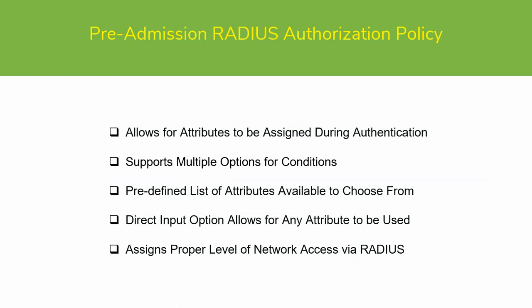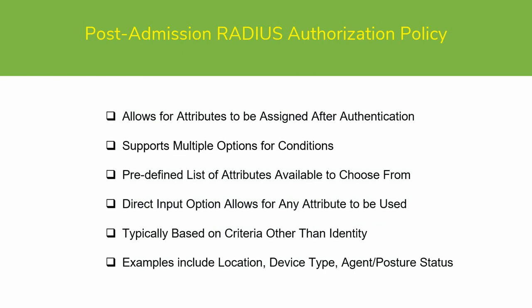Pre-admission radius authorization policy. This feature allows for attributes to be assigned during the authentication process. It supports multiple options for conditions. It includes a predefined list of attributes available to choose from, and also allows for direct input. That allows you to configure any attribute that you would like to use. These attributes assign the proper level of network access via radius.